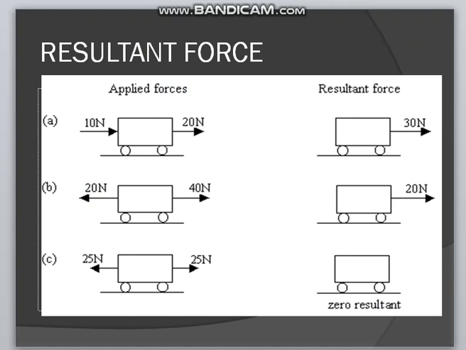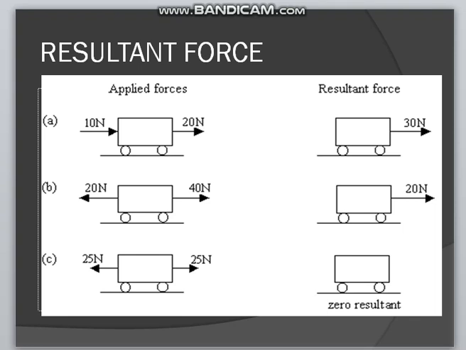Now see in the second example, here two different forces are acting on the object in two different directions, 20 Newton and 40 Newton, two different forces in the opposite direction. So the overall resultant force will be the difference of these two forces. 40 Newton minus 20 Newton, that will be 20 Newton. That is the net resultant force. Now what will be the direction of that net resultant force? That will be the direction of the force with the higher magnitude, that is in the direction of the 40 Newton.